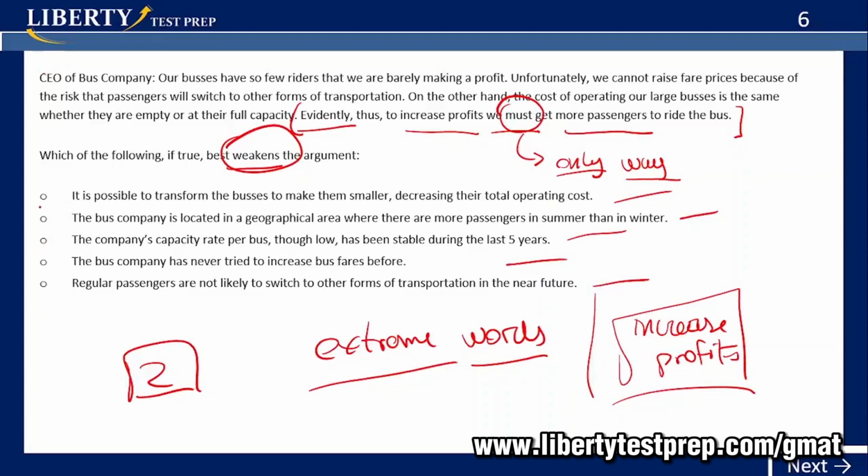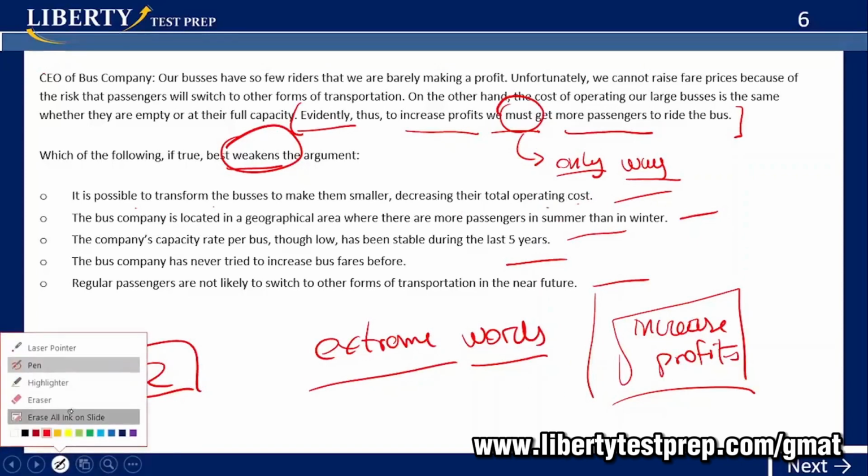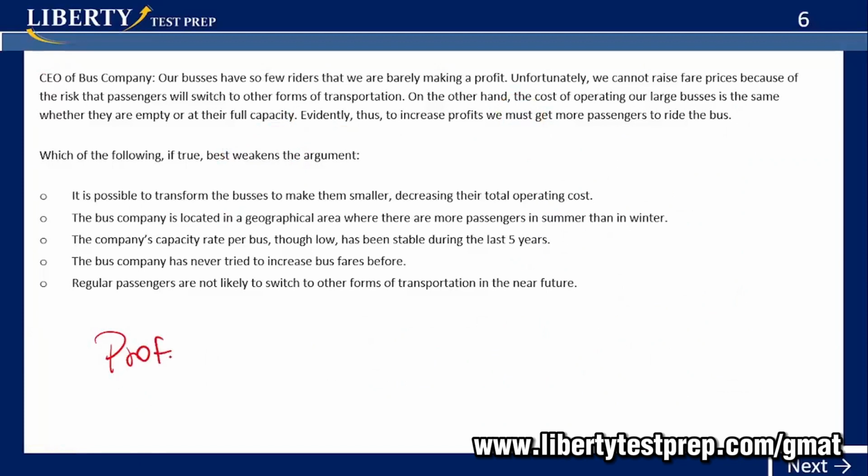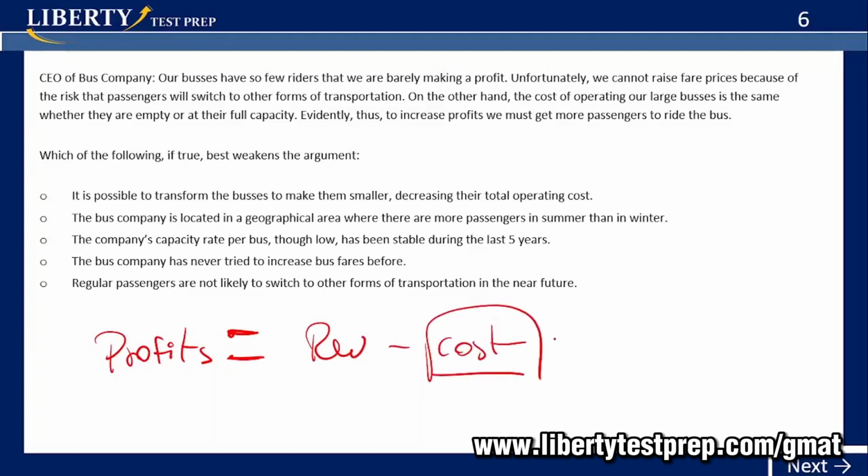Okay, let's check the first one. It is possible to transform the buses to make them smaller, decreasing their total operating cost. Okay, so whenever you have the word profits, you immediately have to think about this. Profit is equal to what? Revenues minus costs, right? Costs, you have a lot of factors in costs, right? Operating costs, you have variable costs, fixed costs, etc. And then you have the revenues. Revenues are price times quantity.